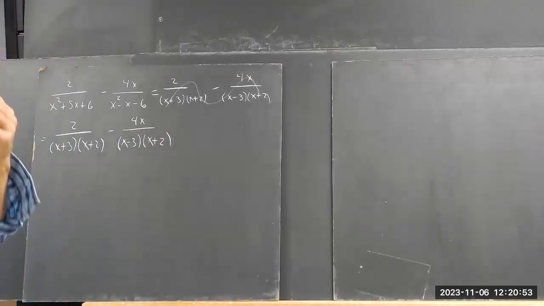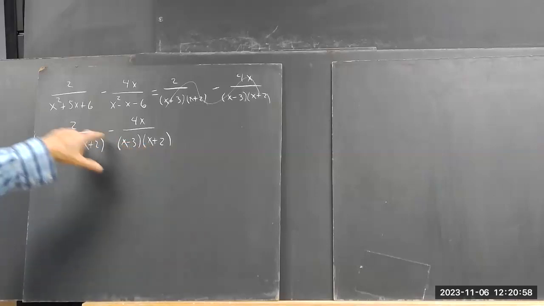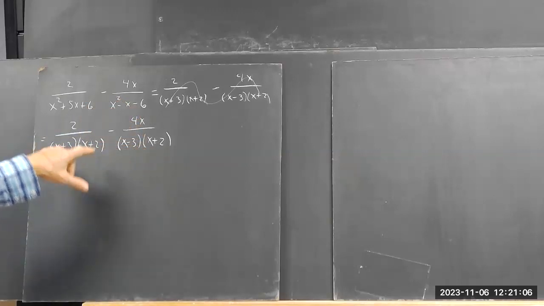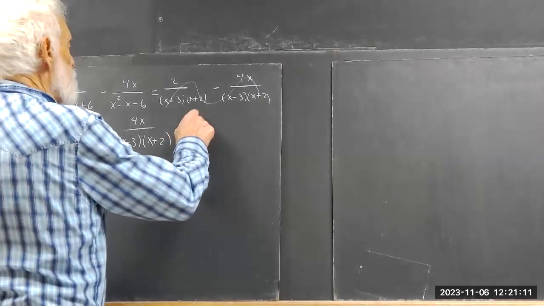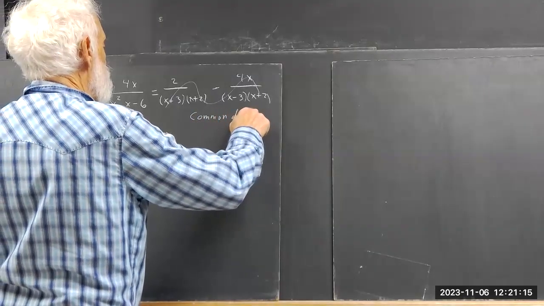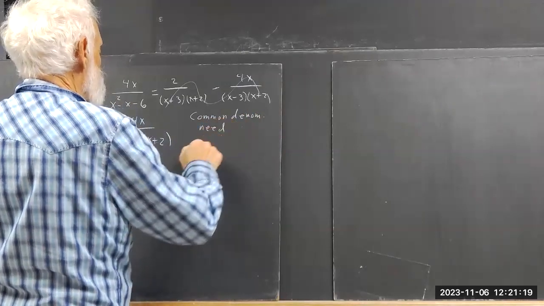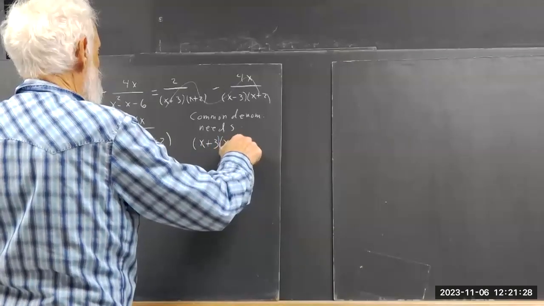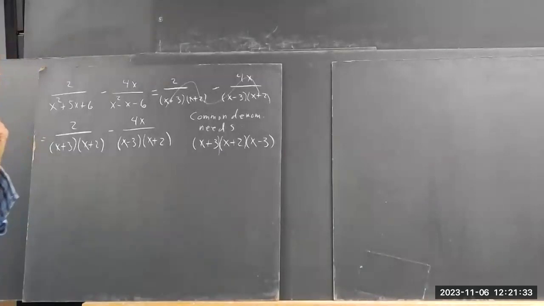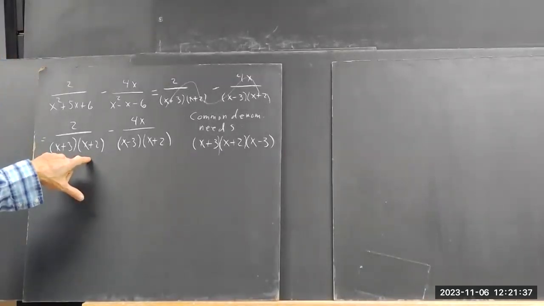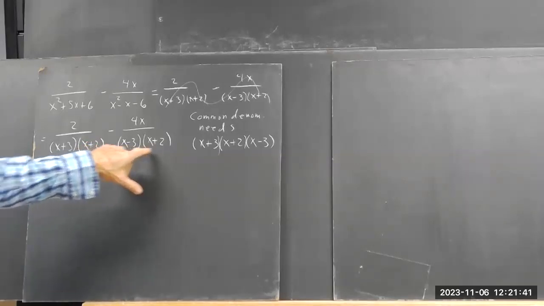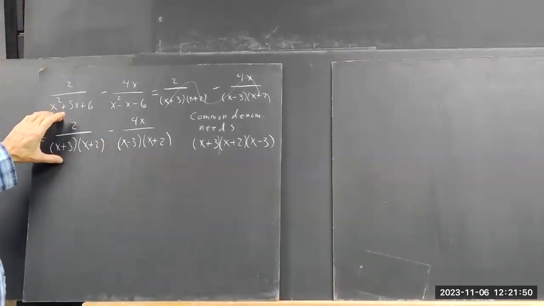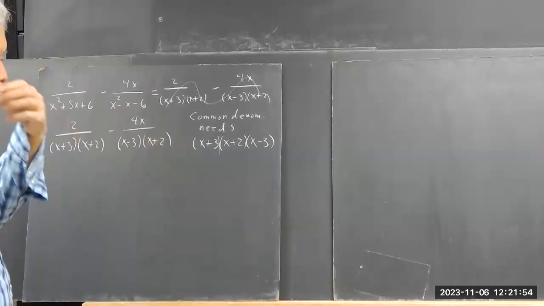Now we identify the common denominator. I could multiply the numerator and denominator of this by the denominator of this one, and multiply the numerator and denominator of this one by the denominator of this one. That would be extra work. All the common denominator needs, it needs x plus 3, and it needs x plus 2. It needs x minus 3, but it doesn't need another x plus 2. Okay, so if we multiply both sides, numerator and denominator of this by this, numerator and denominator of this by this, we'd have more than we need.